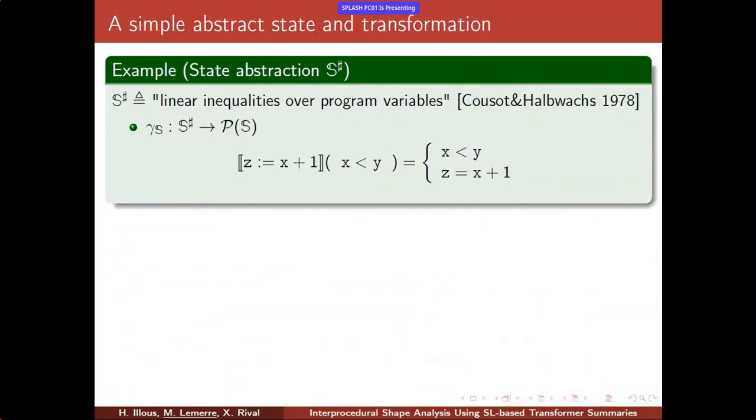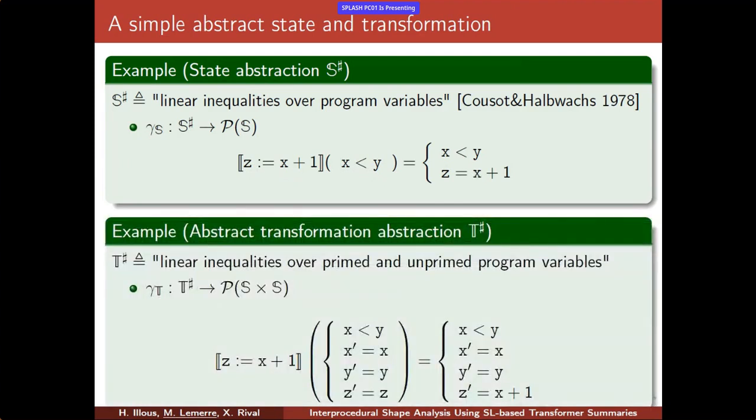So for this, I will use a simpler abstraction than the shape analysis abstraction, and I will use a standard state analysis abstraction, which is the linear equalities over program variables. This is the standard polyhedra model of the domain of Cousot and Halbwachs. In this domain, the analysis of a function which assigns z to x plus 1 with an initial state being x smaller than y gives this output state. And the corresponding abstract transformation corresponding to this state abstraction is this.